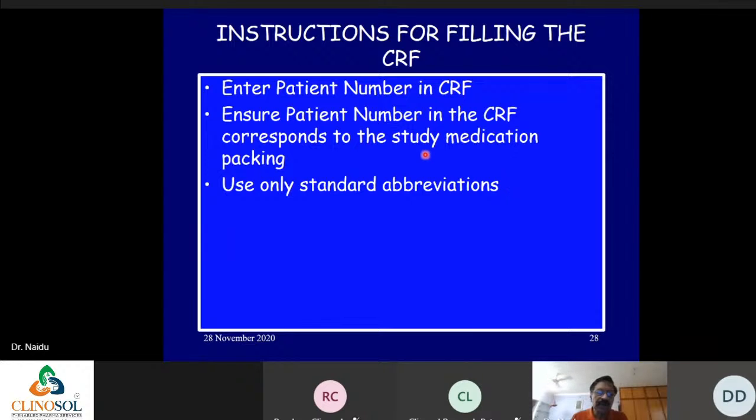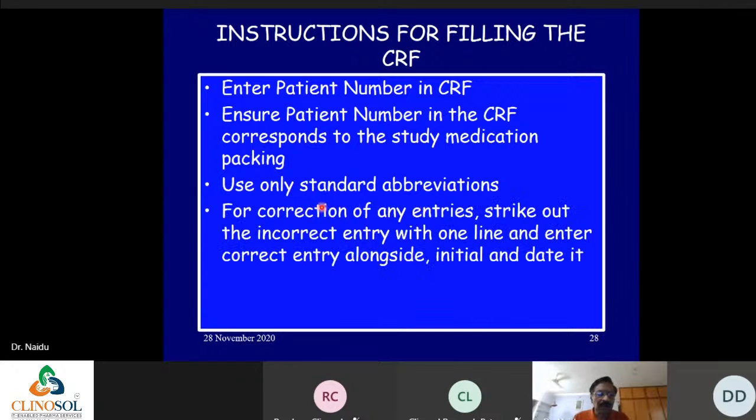Use only standard abbreviations. If you go to the literature, there are standard abbreviations available, and whenever you are designing a case record form, don't use your own abbreviations. Always use standard abbreviations because your case record form may go for international review to various countries, so a uniform abbreviation has to be used. For correction of any entry, strike out the incorrect entry with one line and enter the corrected entry.